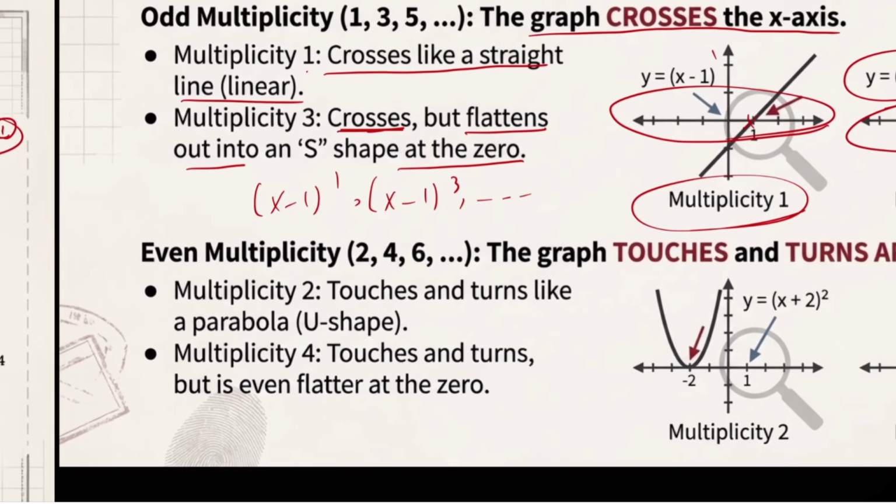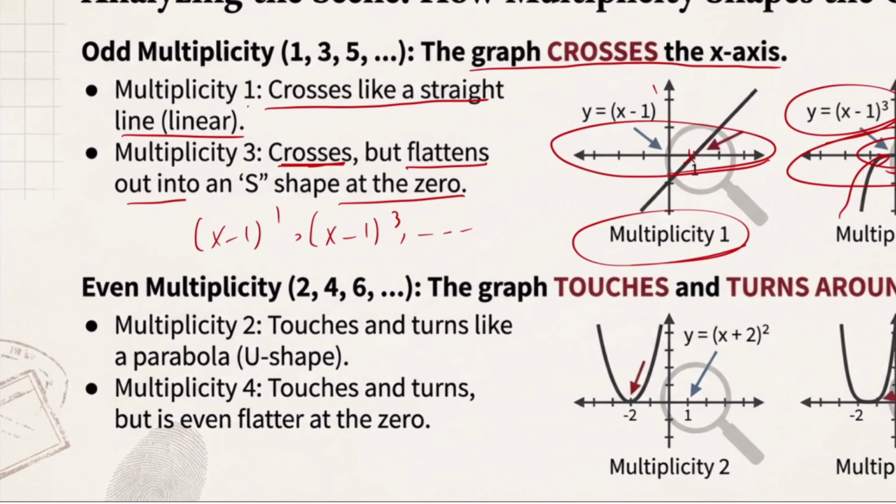Another thing that I can know is what would happen if I have even numbers. If I have the multiplicity of 2, by the way, multiplicity of 1, 2, 3, and 4 are the ones that we actually care about. Most of the time we work on those, and everything bigger than that would be a little bit advanced.